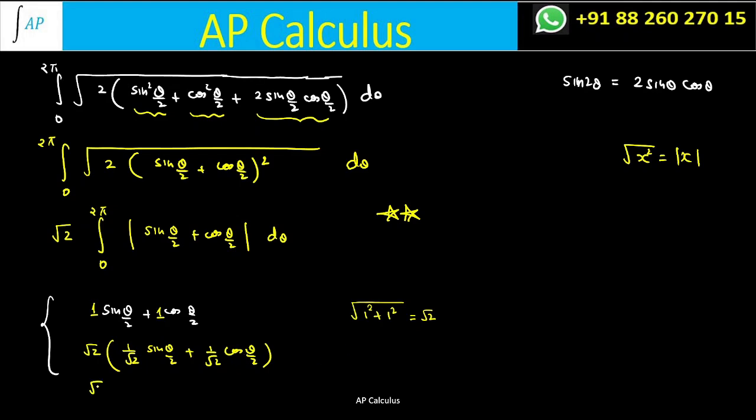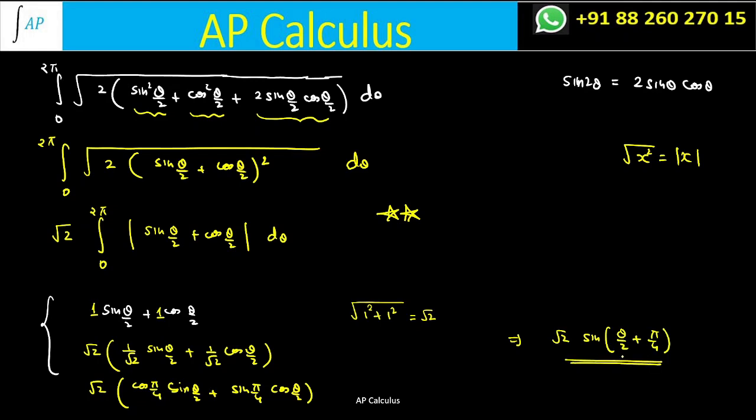So 1 by root 2 can also be written like this: cos of pi by 4. This is nothing but cos pi by 4 and it is sine theta by 2. This can be written as sine pi by 4 and cos of theta by 2. So we can say now this part is getting one identity: sine a cos b plus cos a sine b, so that can be written as sine of a plus b. So this expression can be written into a single trigonometric function like this.